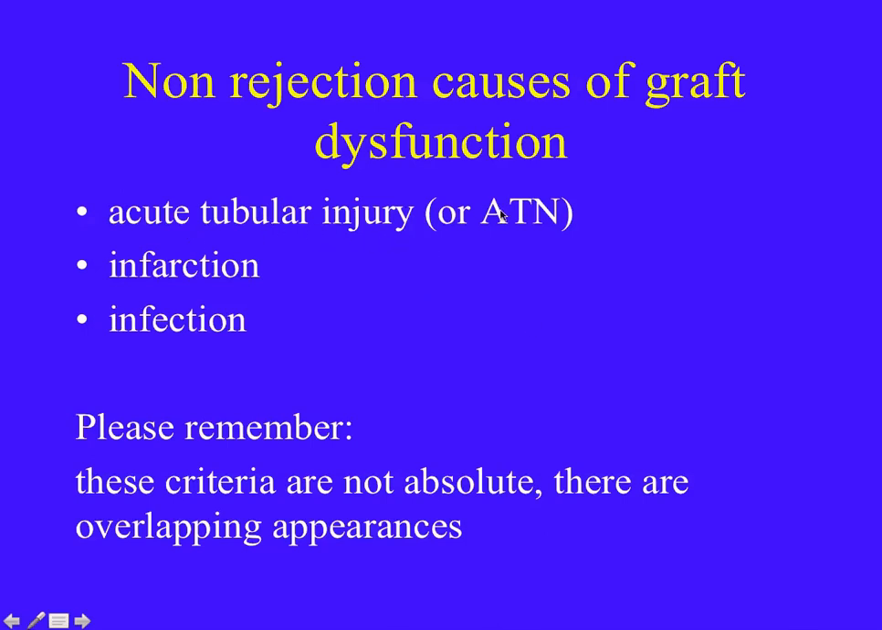Other non-rejection causes of acute graft dysfunction exist, and these include structural damage of the tubules with evidence of acute tubular injury or acute tubular necrosis, infarction of large vessels, and of course infection. Please remember that these histological criteria are not absolute, and in our everyday practice we have in most cases overlapping appearances.